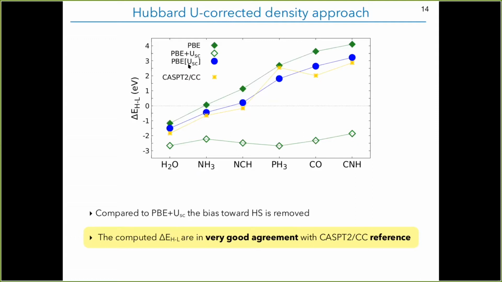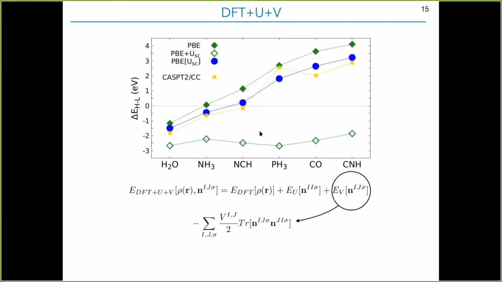So here are the results for our proposed Hubbard-corrected density approach. As we can see, the results show that the bias toward the spin is removed for all the complexes, and the computed delta E are in good agreement with our CASPT2 coupled cluster reference.